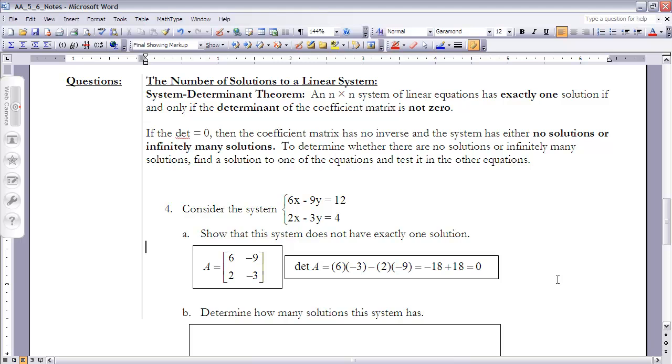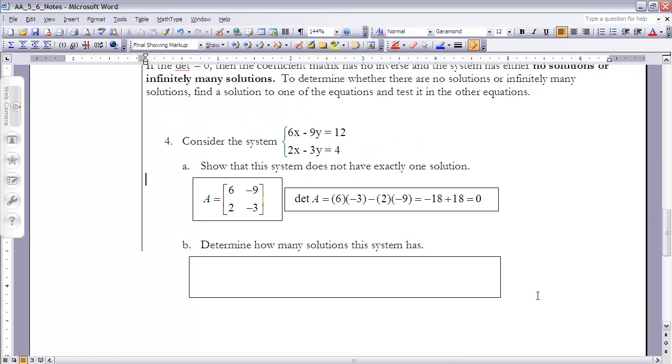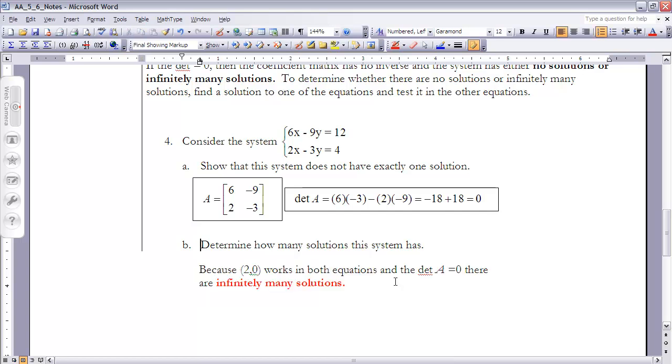Well, to do that, what I'm going to do is look at a solution for one of the equations and see if it works in the other one. If I look at the point (2, 0), if I plug (2, 0) into my first equation here, 6 times 2 is 12, minus 0 is 12. So I know (2, 0) works in the first equation. Now I'm just going to check to see if it works in the second one. Well, 2 times 2 is 4. 4 minus 3 times 0 is 0, so 4 minus 0 is still 4. So it works in both equations.